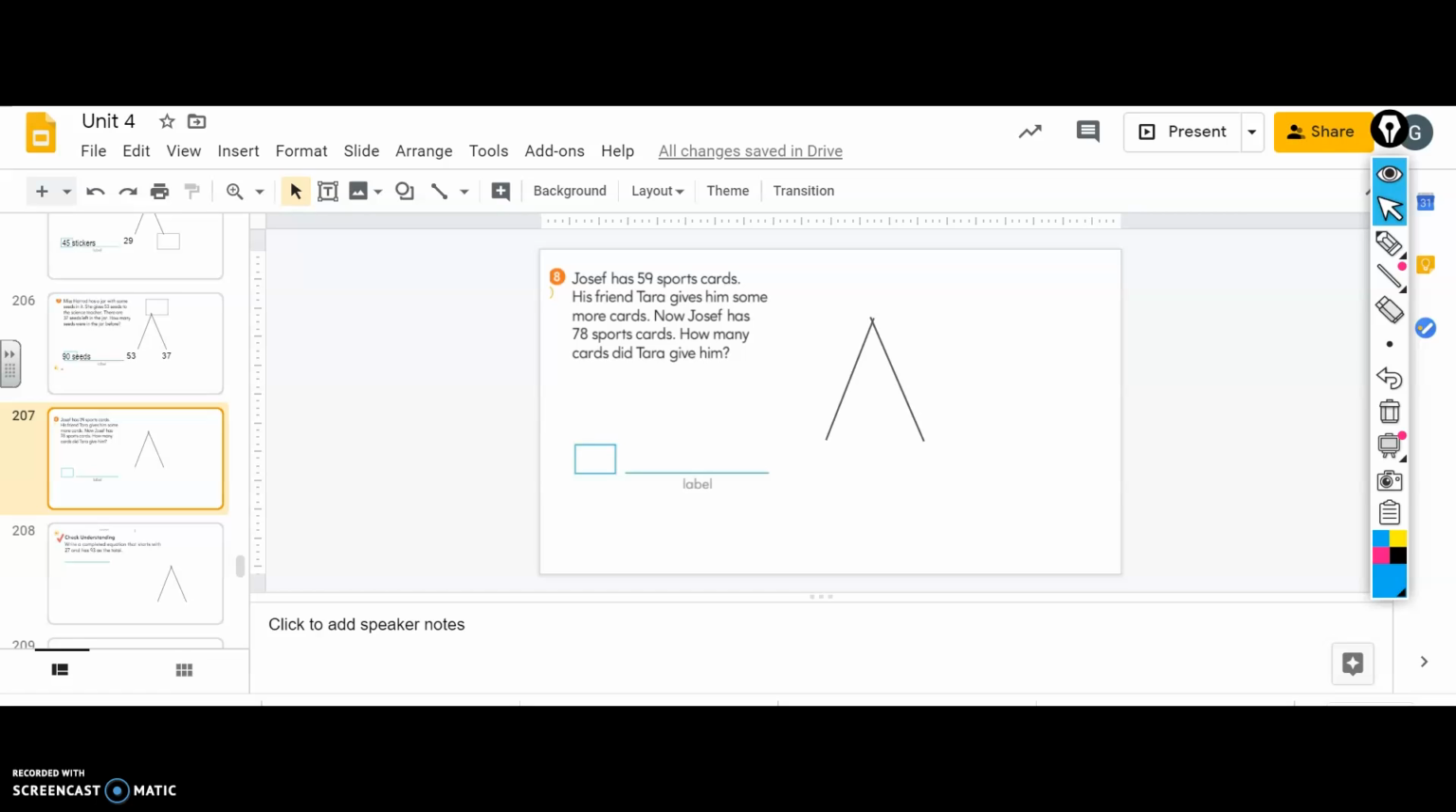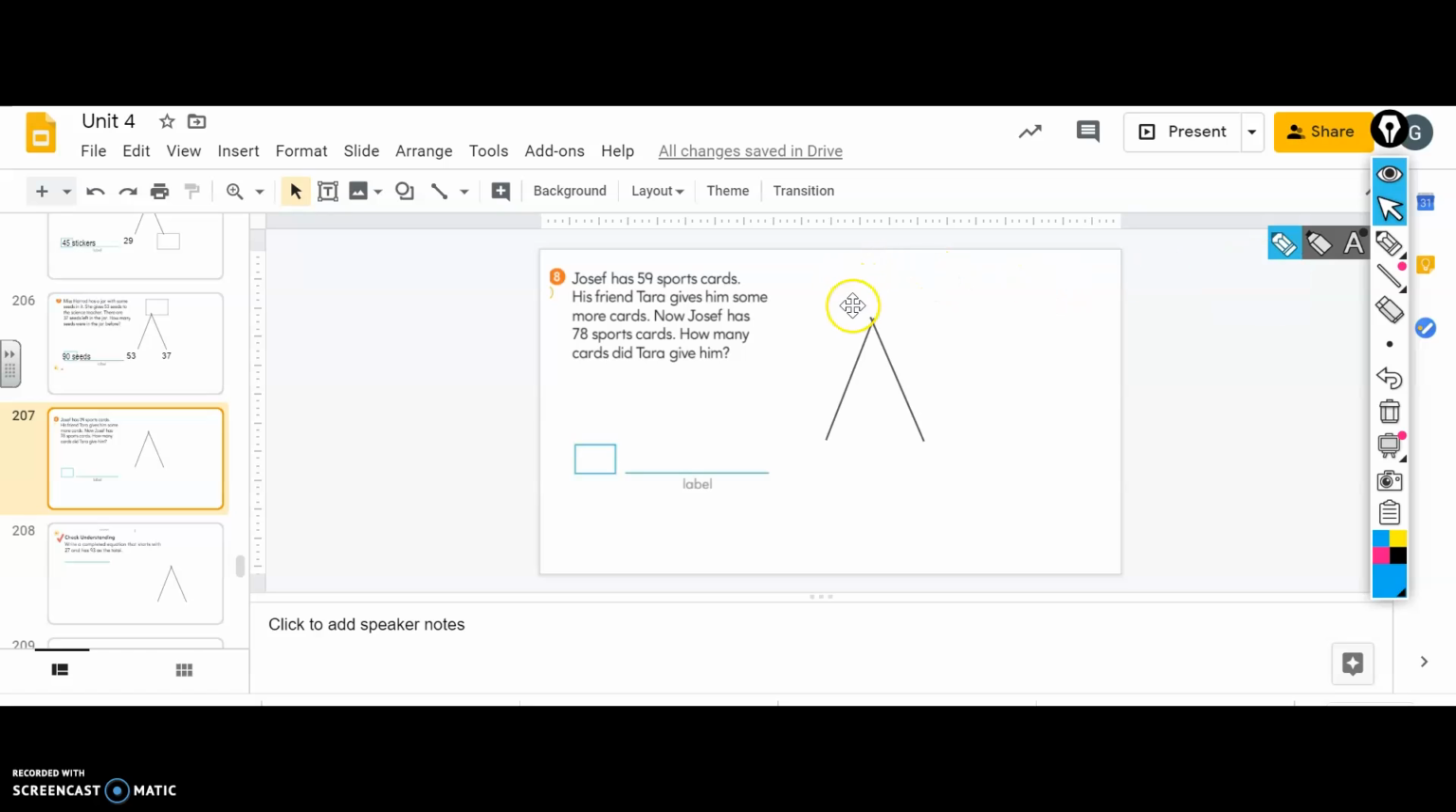All right, let's go ahead and finish our math lesson for today. We have number 8. It says Joseph has 59 sports cards. His friend Tara gives him some more cards, but we don't know how many. Now Joseph has 78 sports cards. How many cards did Tara give him?